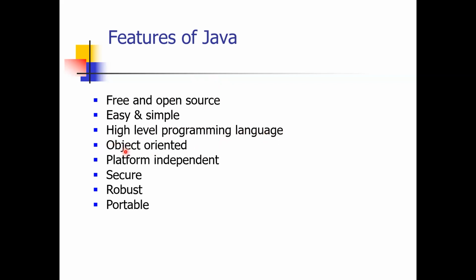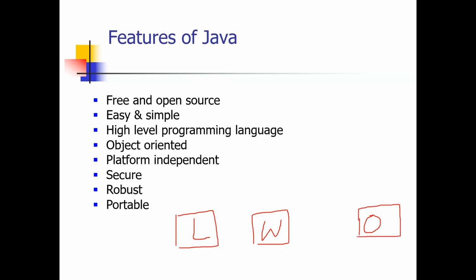It's an OOP language, object oriented. It's platform independent. What do you mean by platform? Platform means different types of OS. Some can have Linux, some can have Windows. In other languages which are low level languages, those are platform dependent, meaning according to the OS. But Java is platform independent.